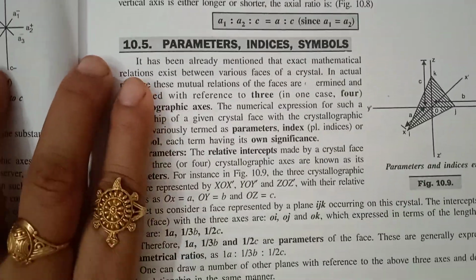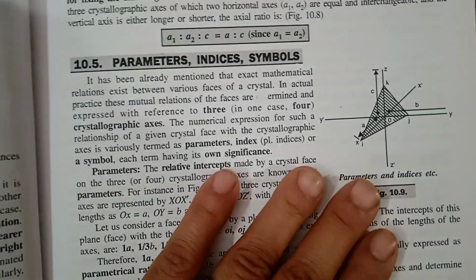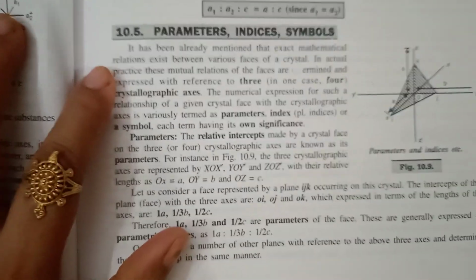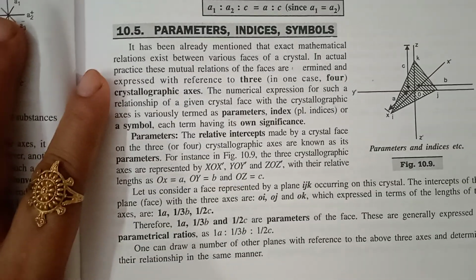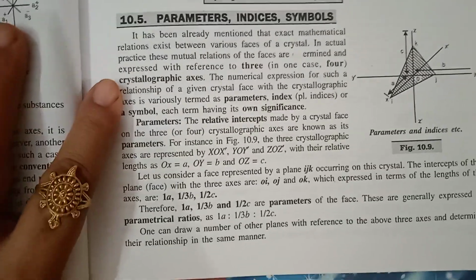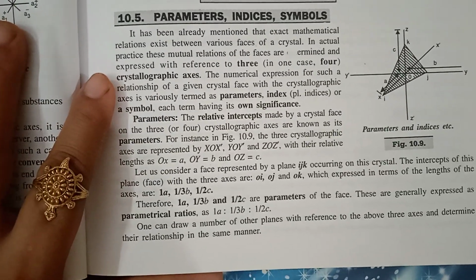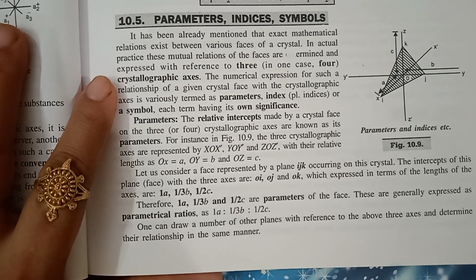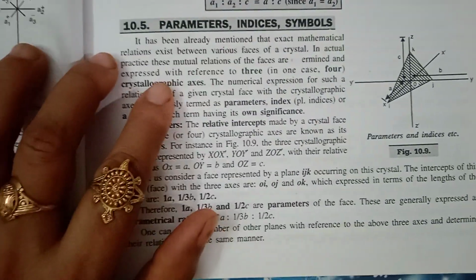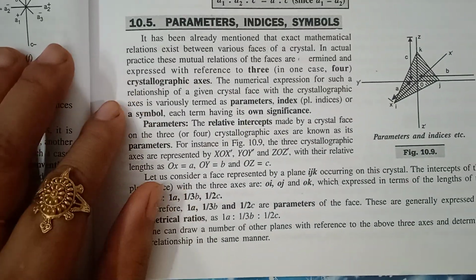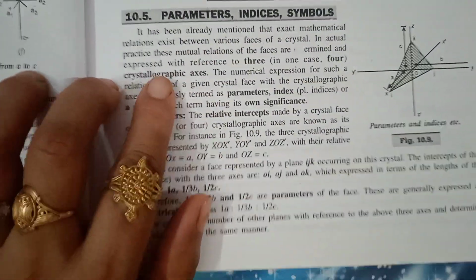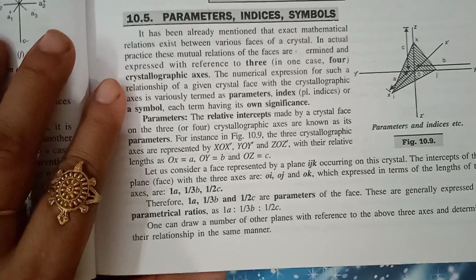Parameters, indices and symbols. This is a most important figure, so please try to make it. It has been already mentioned that exact mathematical relations exist between various phases of crystals. In actual practice, these mutual relations of the phases are numerically determined and expressed with reference to three, in one case, and four crystallographic axes. (Here "determined" is a misprint.)